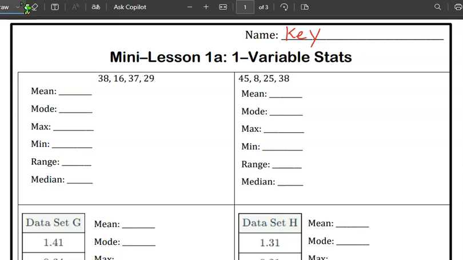Mini lesson 1A, one variable stats. For this example, we have 38, 16, 37, and 29. Before doing anything with this sequence, let's write it in order from least to greatest.